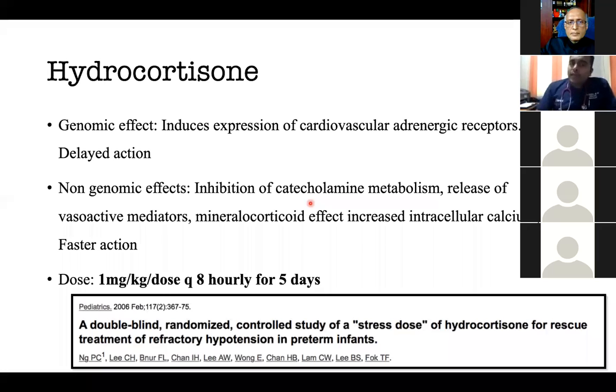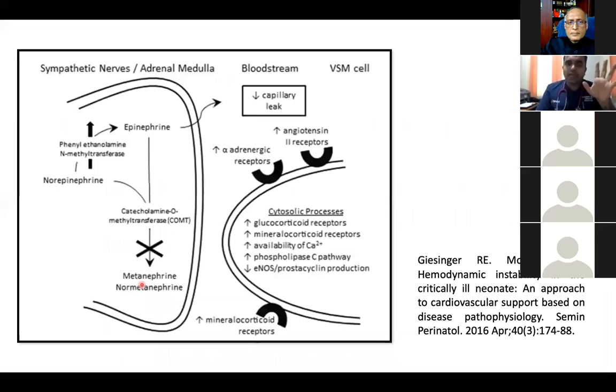It induces the expression of cardiovascular adrenergic receptors. However, it is a delayed action. Second, it causes inhibition of catecholamine metabolism so that the catecholamine levels in blood are increased, along with release of vasoactive mediators. Third, the mineralocorticoid effect, wherein it increases the intracellular calcium. This is the main faster mode of action, and typically the dose is 1 mg per kg per dose, 8th hourly for 5 days. This we have already discussed in previous slides.